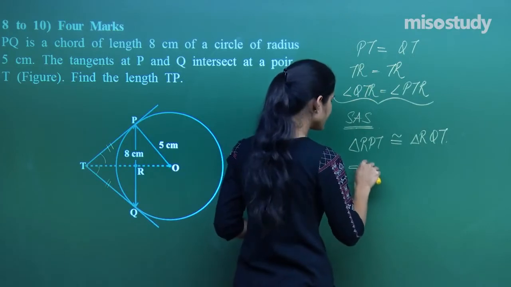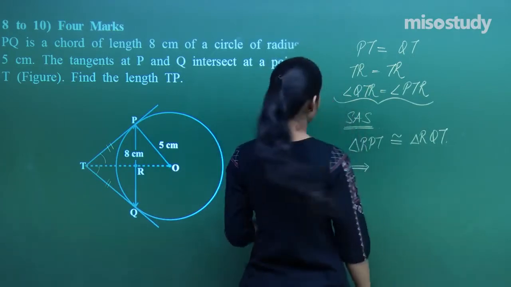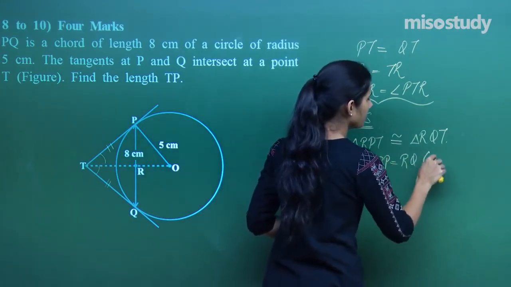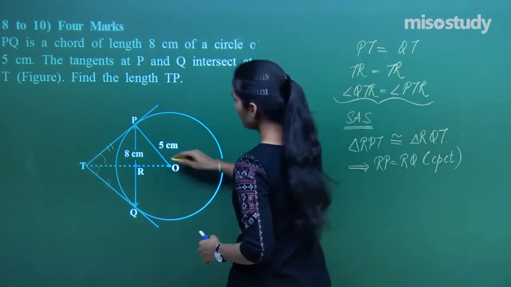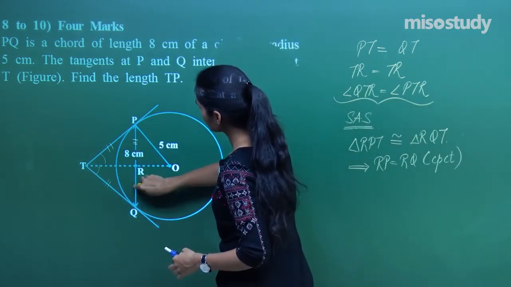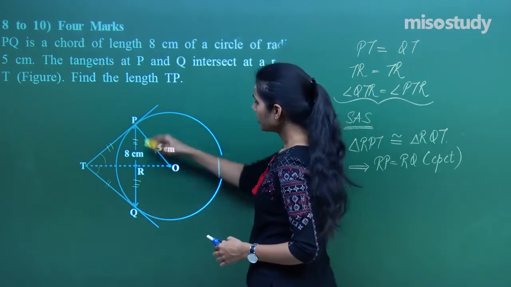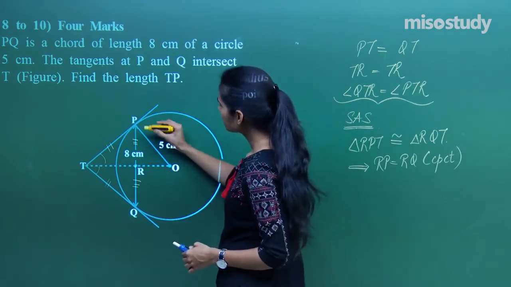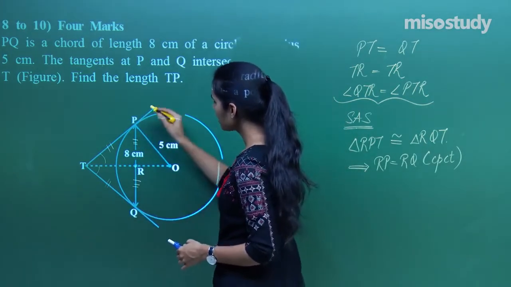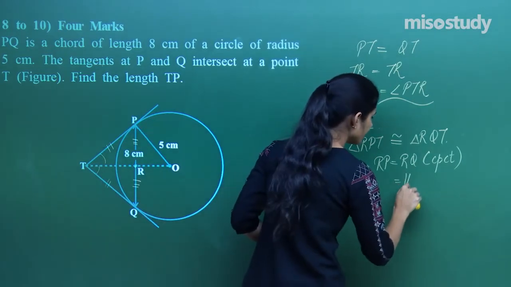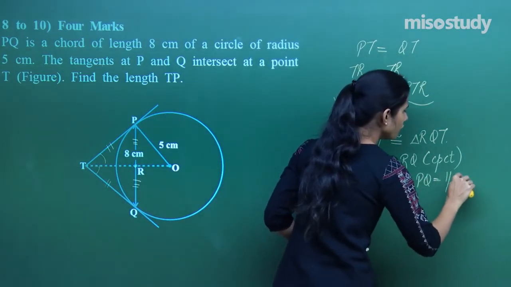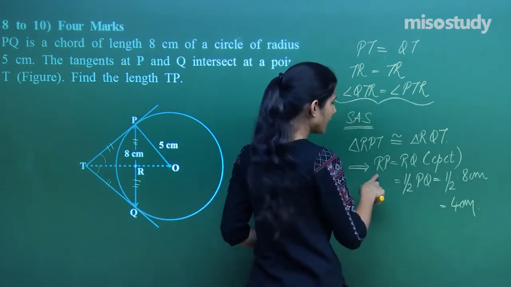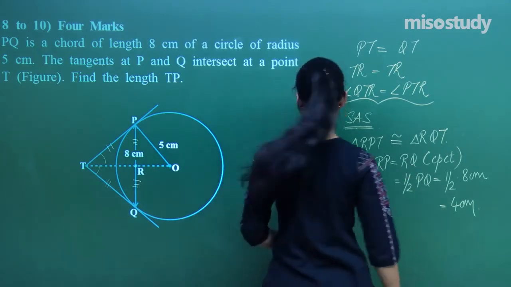And therefore by CPCT their corresponding parts will be equal. So you will have RP is same as RQ by CPCT. The moment RP is same as RQ, R is the midpoint of the segment PQ. If R is the midpoint, that means PR is half of PQ, RP is half of PQ. So both are equal to half of PQ, but PQ is of 8 centimeters. So they both are equal to half of 8, which is 4 centimeters. So I have PR is of 4 centimeters, RQ is of 4 centimeters.